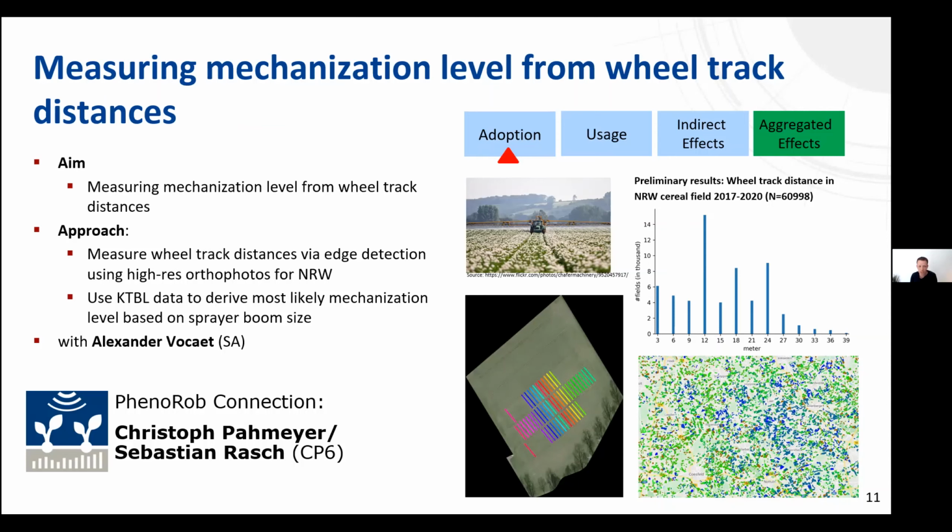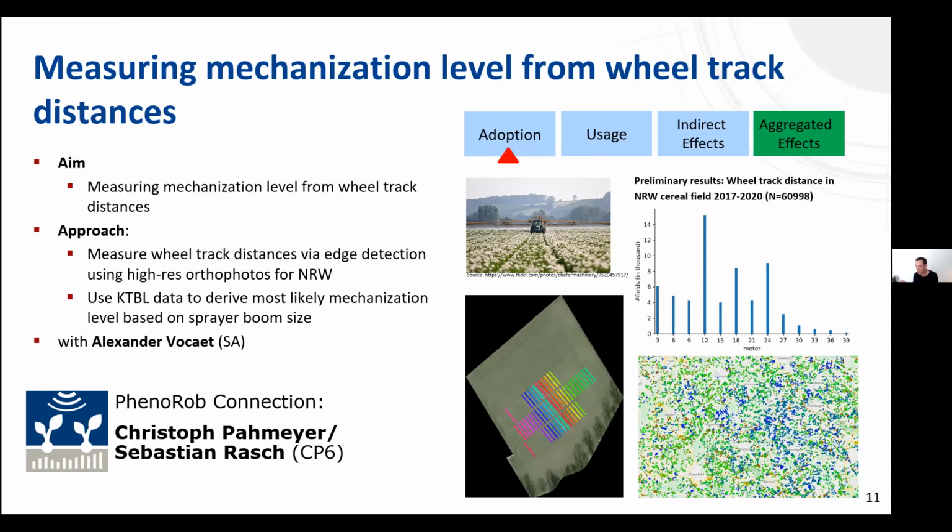What you see here is really preliminary results, so that is not validated in any sense yet, but I think you can already see that the distribution, at least for me, does not look too implausible in terms of the technology that we detect there. And you also see that there are certain spatial patterns, with the colors indicating different machinery sizes.